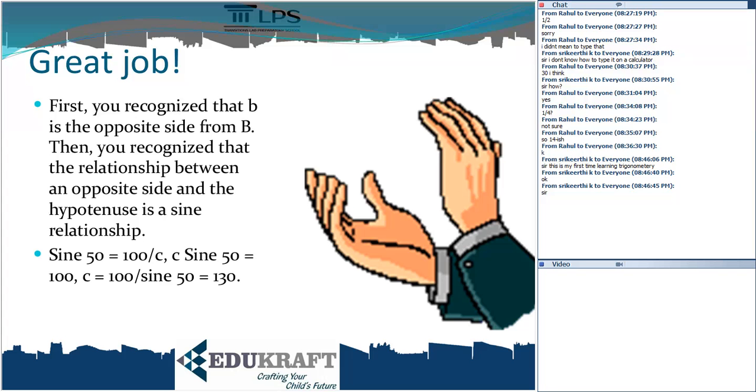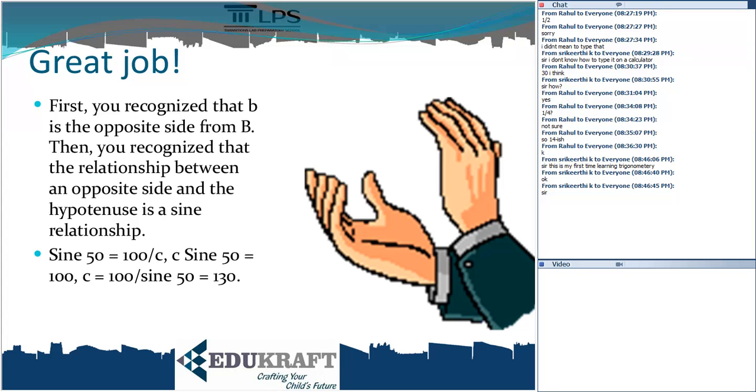So 130 is the answer, Sachitanand. Not 155. It's 130. 100 divided by sine 50. Okay, it's 130.5, but 130.5 is not the option. So 130 is the option. So 130 will be the correct answer.